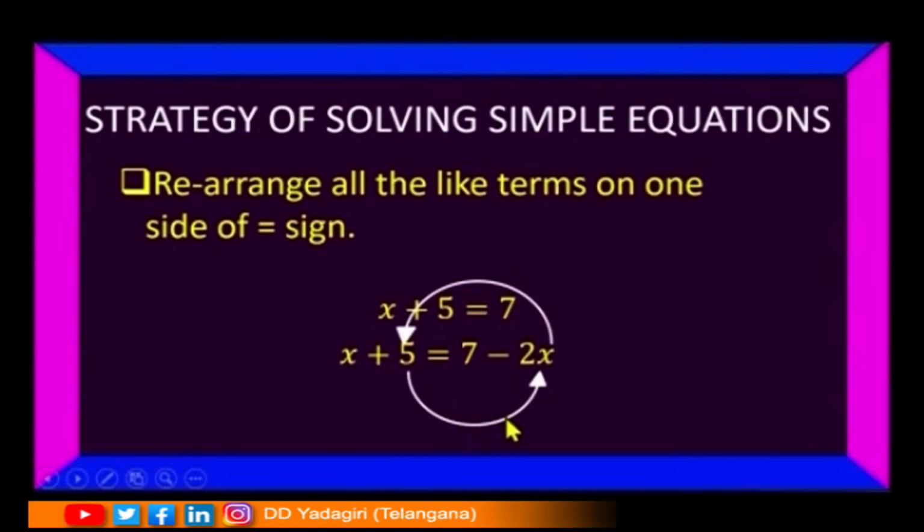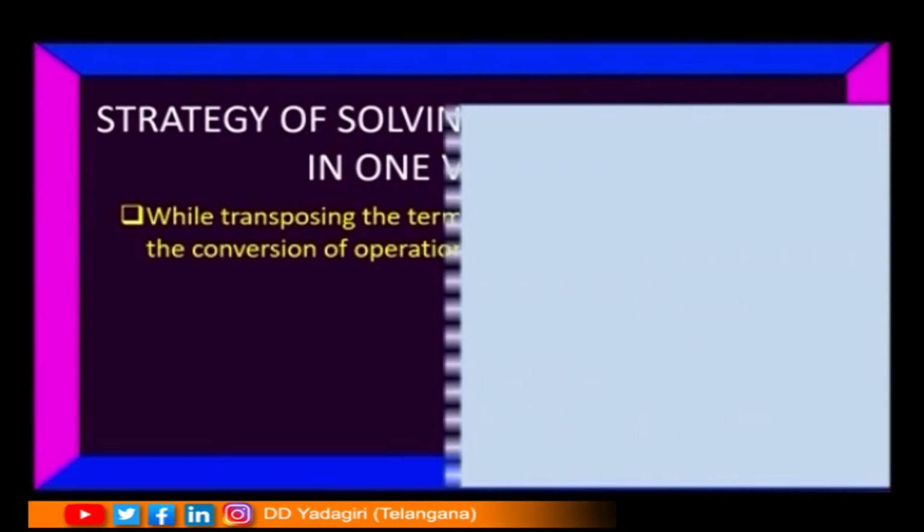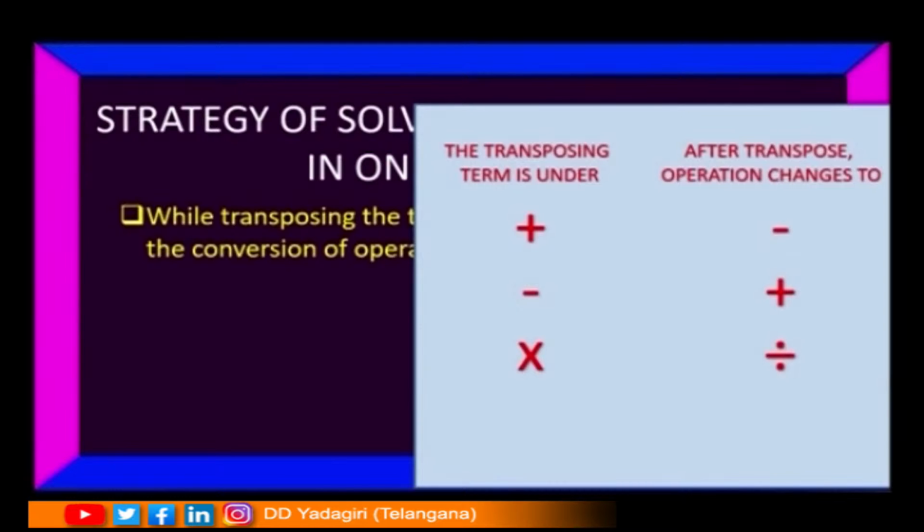And the next point we see: while transposing the terms, we must be careful about the conversion of operations. If the transposing term is under addition, after transposing the operation should change to subtraction. If the transposing term is under subtraction, it should change to addition after transposing. And if the transposing term is under multiplication, it must change to division. Similarly, the division operation changes to multiplication.